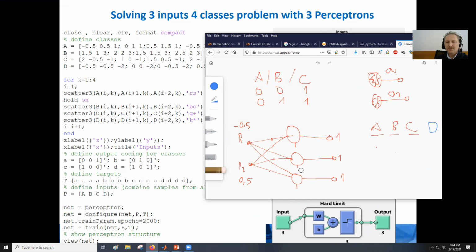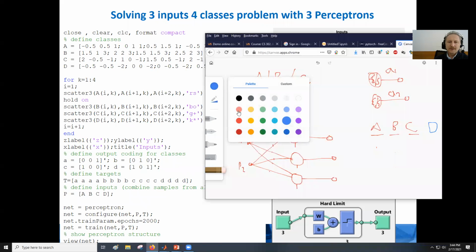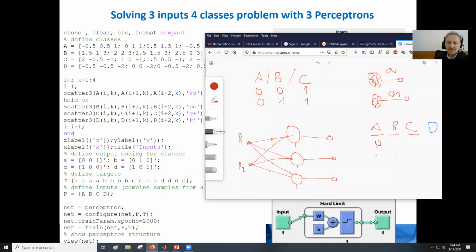1, 2, 3. If there are 3 perceptrons, there will be 3 outputs. And then for A, for example, we can use 0, 0, 1. For B, we can use 0, 1, 0. For C, we can use 1, 0, 0. For D, we can use 1, 0, 1. This means, for example, let's do this case.